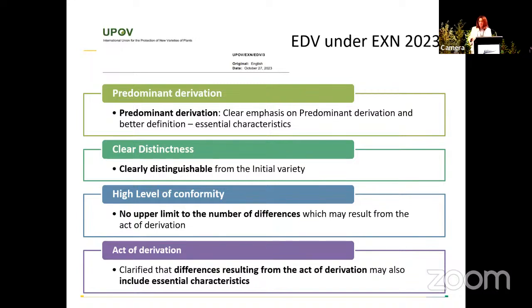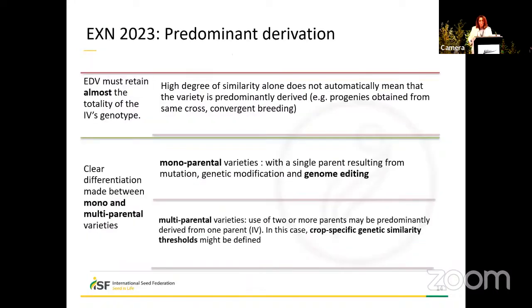So the first element is where it's important, the predominant derivation, where the definition, the two criteria that for the breeders are important, we must retain almost the totality of the initial variety's genotype. Here it's important to know that there has been a clarification, explaining that high degree of similarity does not automatically mean that the variety is predominantly derived.